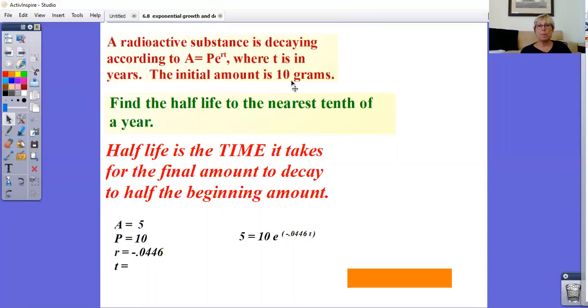So in my problem, my beginning amount was 10. Half of that is 5. I already found R from the previous example, and they're asking me to find the half-life, which means find the time. So here's my equation. I'm going to put that in my calculator, y1, y2, and I would get 15.54 years.